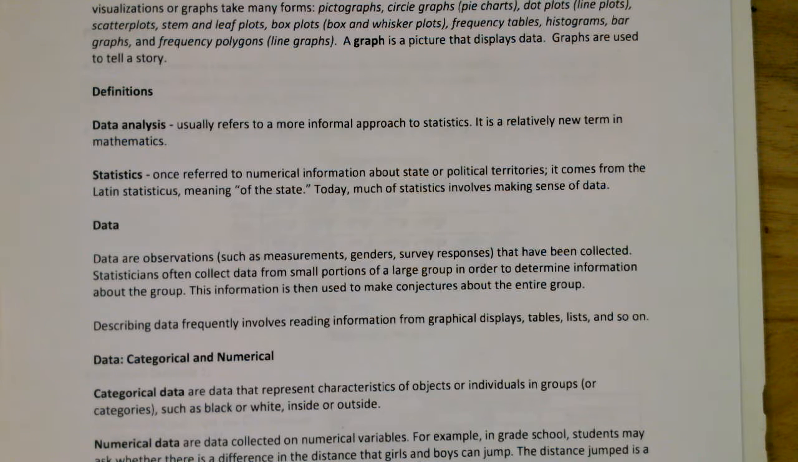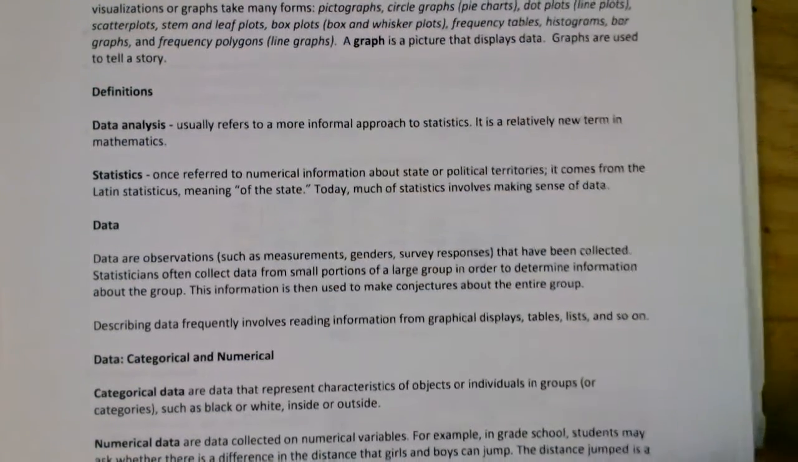However, what I can do is use a small portion of a large group, and we usually call that a sample. If we deal with the whole thing in general, then it will be a population, but usually a sample is a small portion of a large group. And I can survey those, then analyze the data and make a conjecture or a conclusion about the entire population. Describing data frequently involves reading information from graphical displays, tables, lists, and so on.